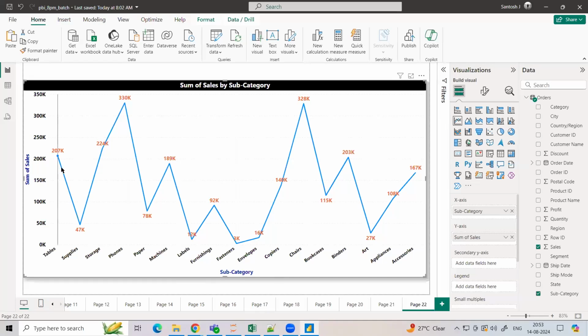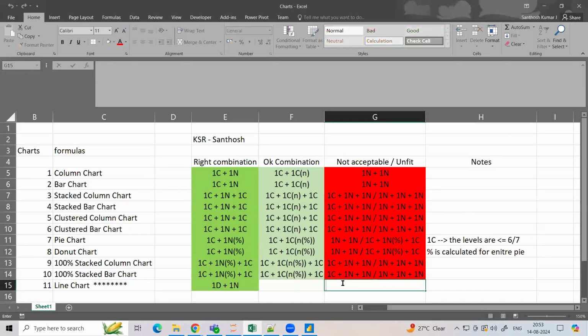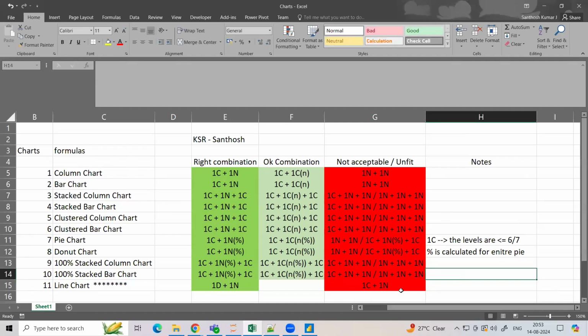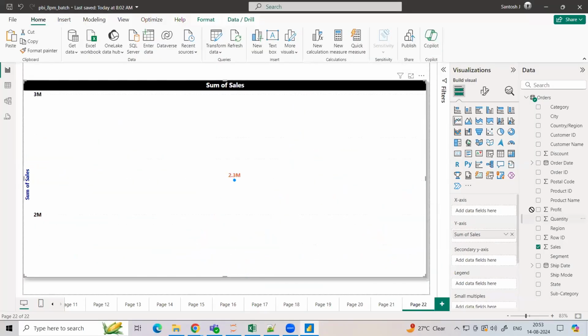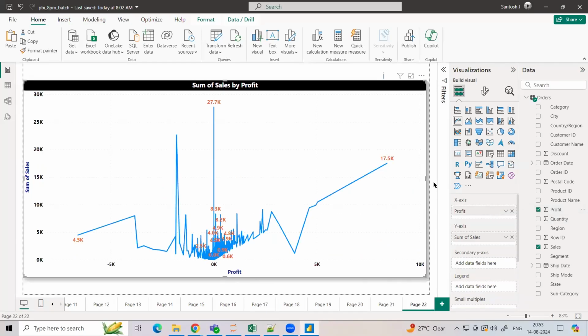It is saying for tables, it is this much. For supplies, it's coming down. For storage, it's showing some relation. Up, down, up, down, up, down. That doesn't work for me. This is not what I'm expecting. So my formula does not hold for 1C plus 1N. Now let's calculate for 1N and 1N.